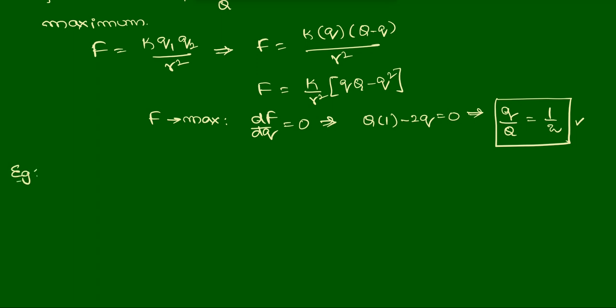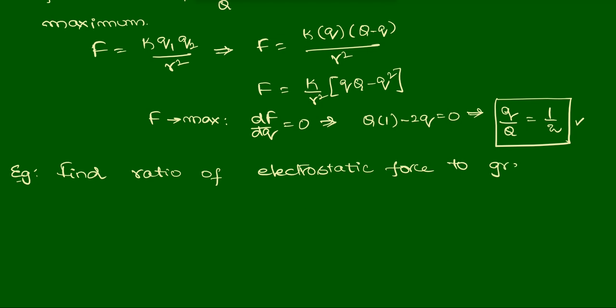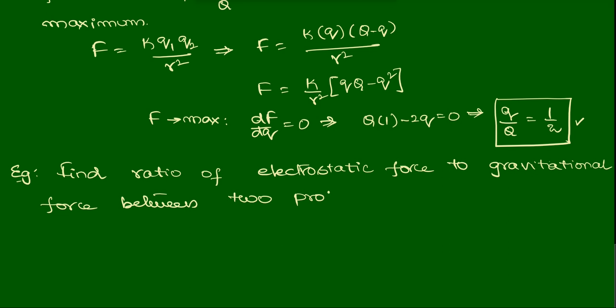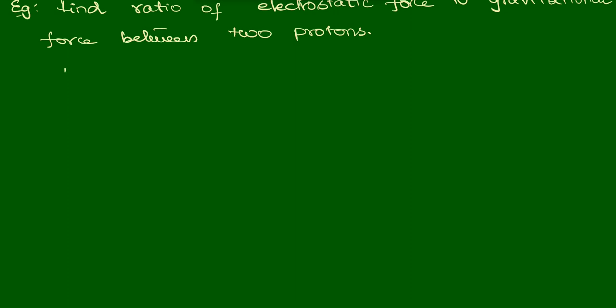And sometimes they'll ask you this kind of question also. Just look at this. Find the ratio of electrostatic force to gravitational force between two protons. Electrostatic force means the Coulomb force. So they are asking for the electrostatic force to gravitational force ratio.